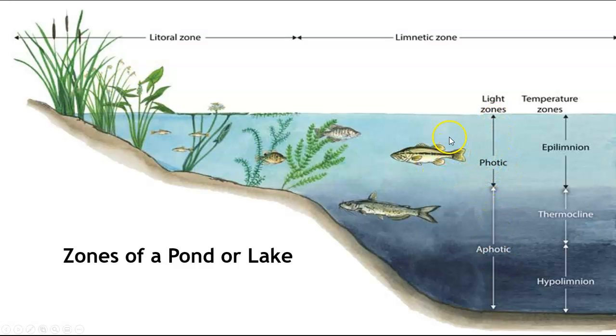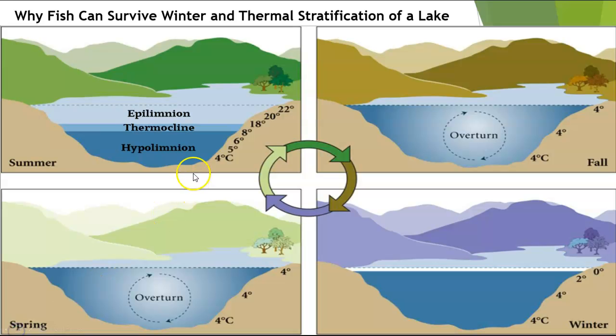Photic means that light can penetrate, and this is where most of your productivity and photosynthesis would be going on with your algae. But the aphotic would be an area where light would not be able to penetrate because it's too deep. So why can fish survive the winter, and what is thermal stratification of a lake? So you've got the epilimnion, the thermocline, and the hypolimnion. We also call the thermocline the metalimnion.